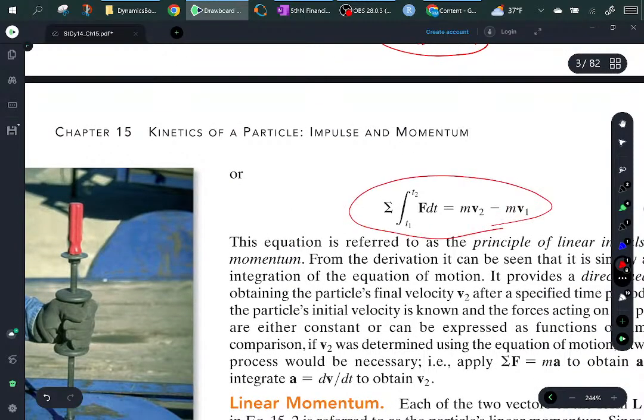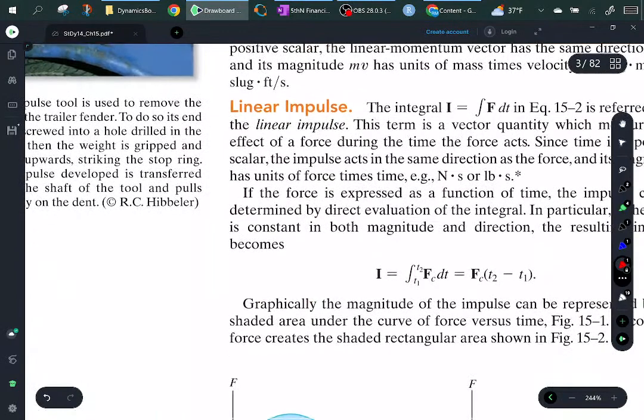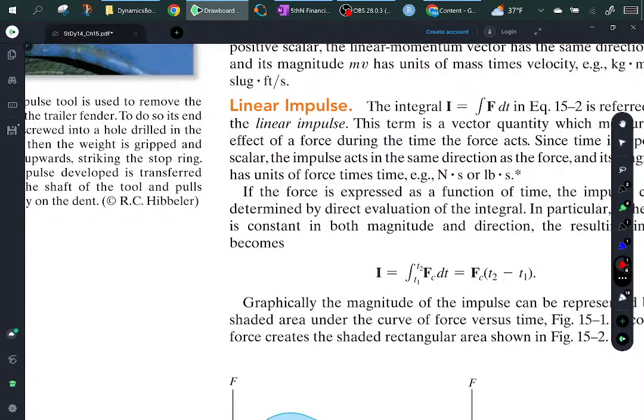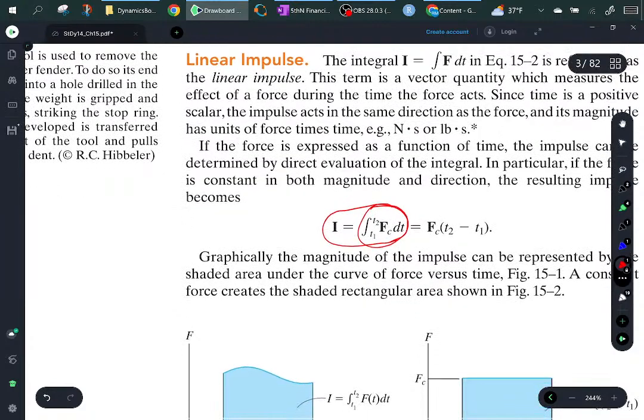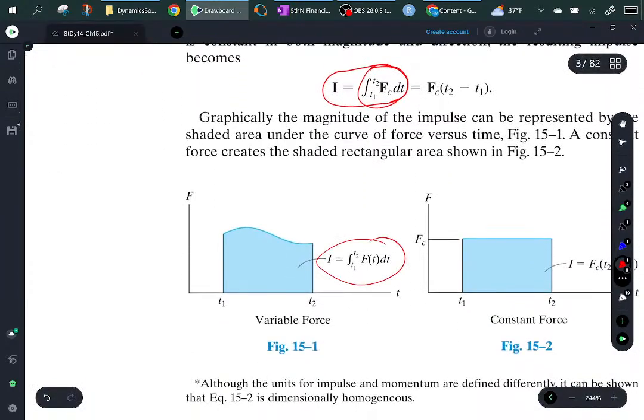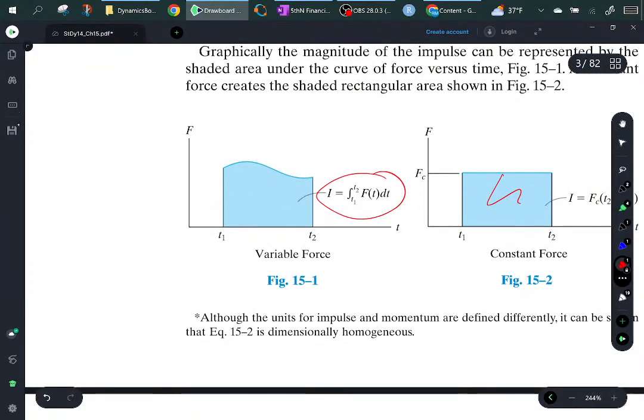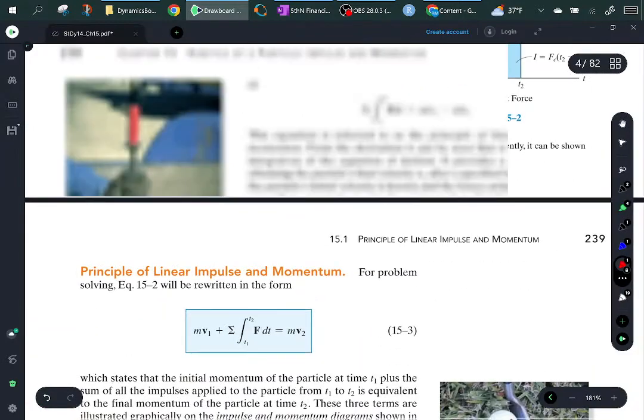He has this, which is kind of what we were talking about. And then he defines this funny, weird term. And it's okay. It's just called the impulse. And basically, it's this integration term. And that's all it is. And so you notice he just integrates it, finds the area. Variable force, constant force, no biggie.